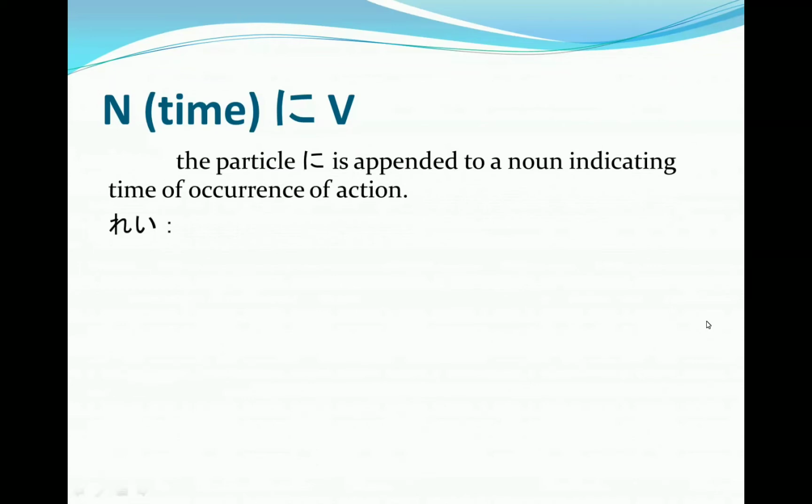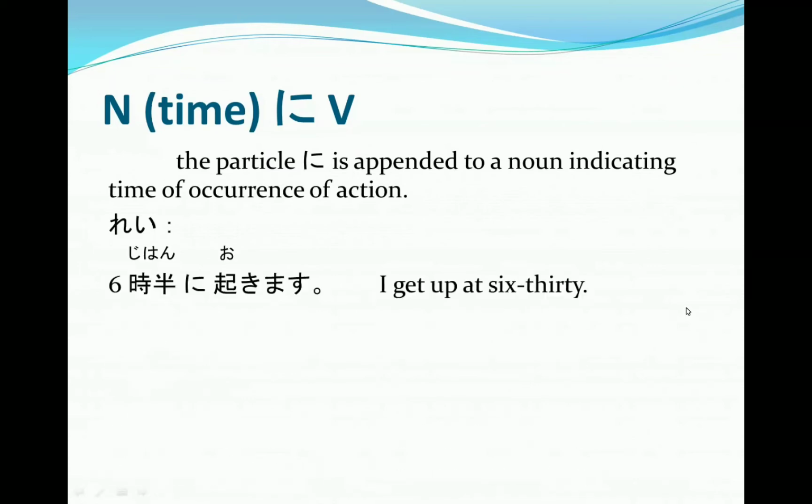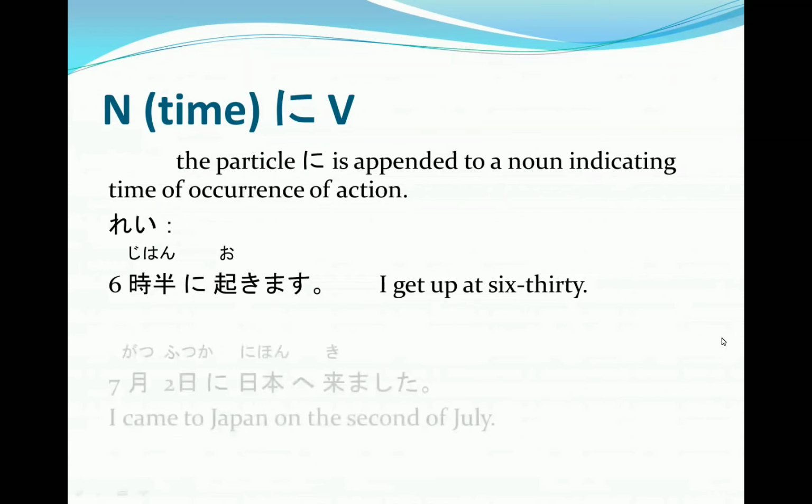So let's see an example. Rokujihan ni okimasu. So I get up at 6:30. Your noun here, which is the time, is rokujihan. Then we have the particle ni, and then of course your verb is waking up. So I get up at 6:30.